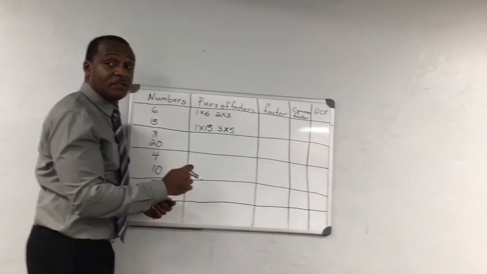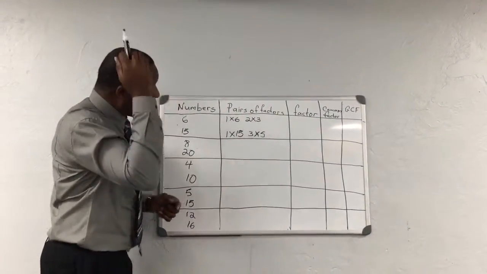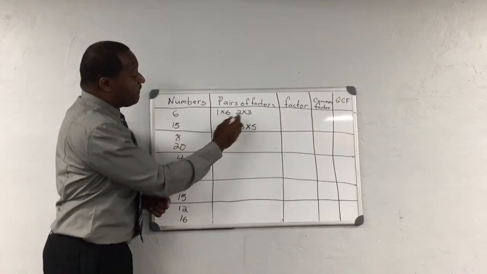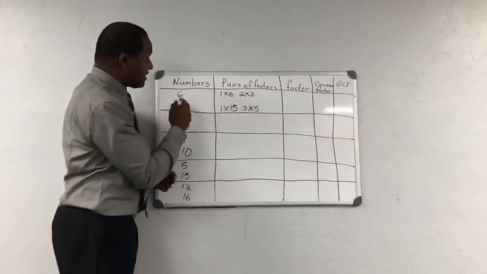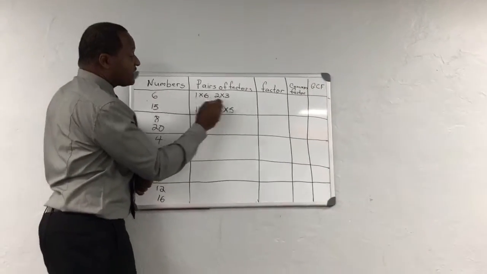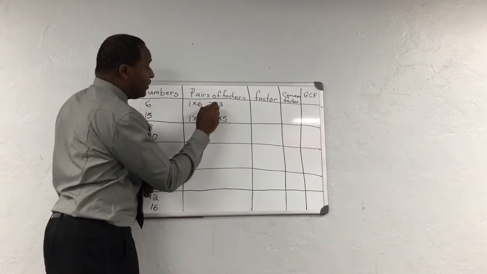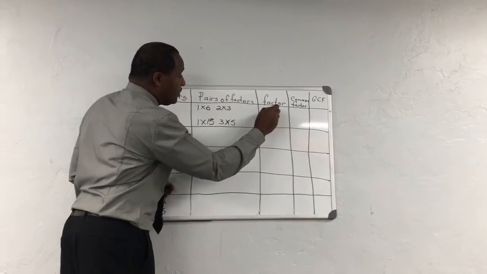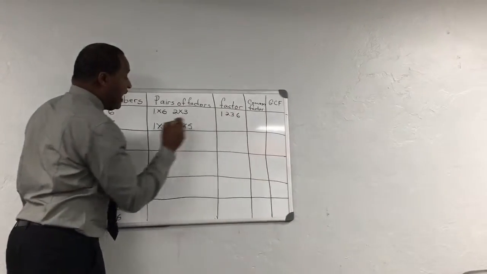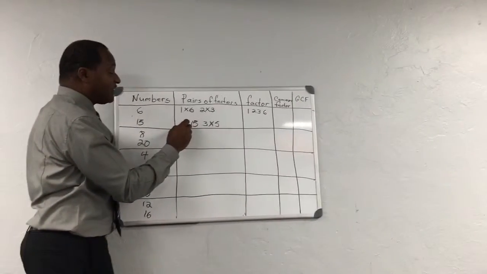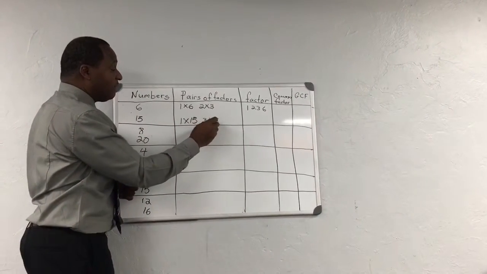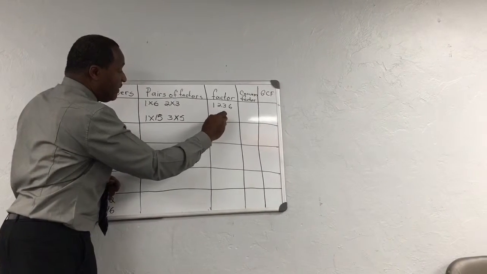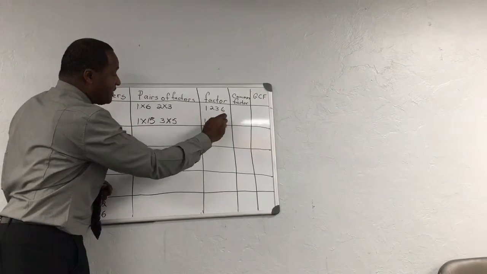No. Sure? Okay. Now what we're going to do is outline what the factors of this 6 and this 15 are. For 6, the factors are 1, 2, 3, and 6. And then for 15, the factors are 1, 3, 5, and 15.